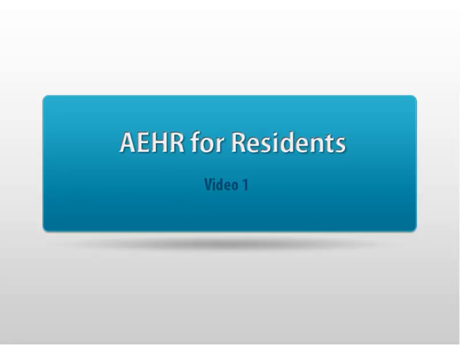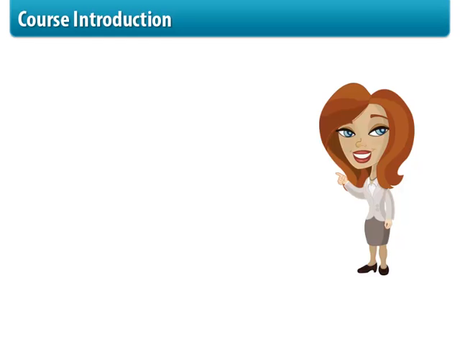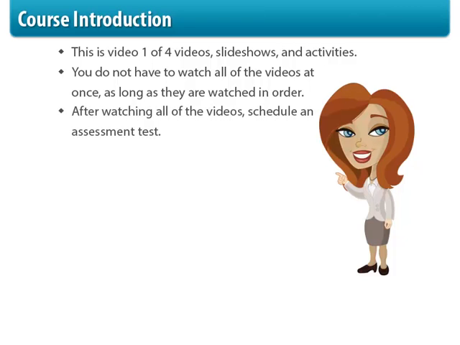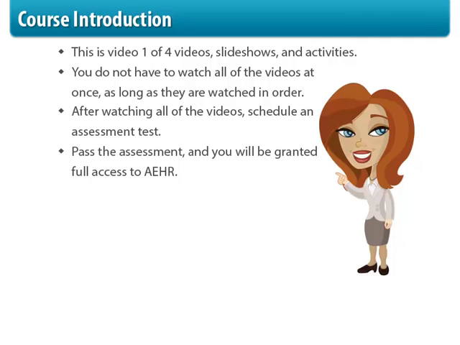This course is intended as initial AEHR training for residents. This training consists of 4 web-based training modules which are required for you to complete in order to successfully complete this course. You may watch the modules all at once or individually over time as your schedule permits. You must watch the modules in the order in which they are presented. Once you have completed all of the modules, you must take a proctored in-person assessment to test your knowledge of the information presented here. If you pass the assessment, IT will grant you full access to AEHR.